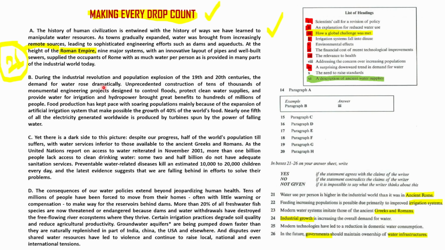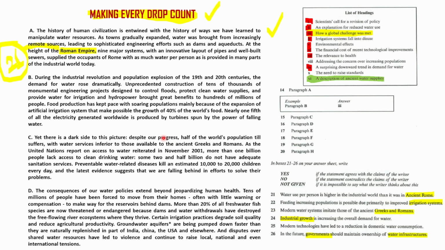Okay, it's about demand of water rising dramatically. There are no contrasting connectors, so this is supporting everything here, right? Let's read the last one. Nearly 1/5 of all the electricity generated worldwide is produced by turbines. Okay, it's still talking about water use and producing water and all. So let's see this one. There is a dark side of this picture. So it's telling you that there is a dark side of all these production methods and all, right? Now let's go through paragraph C.